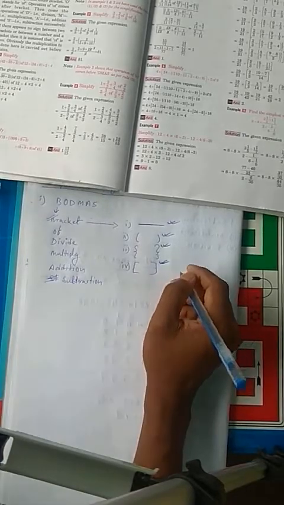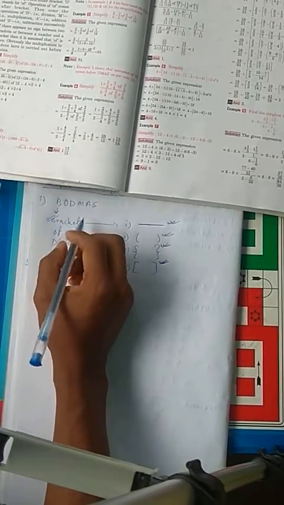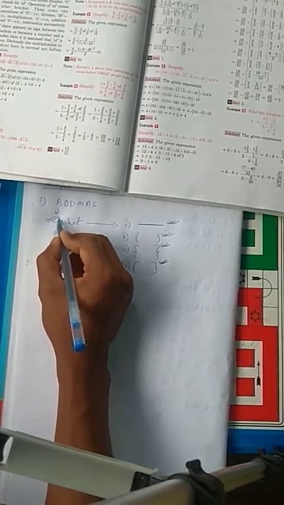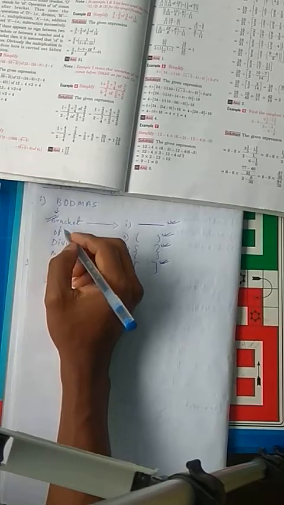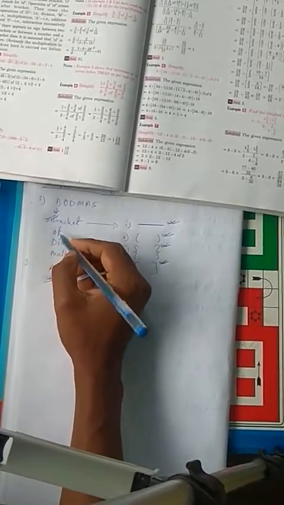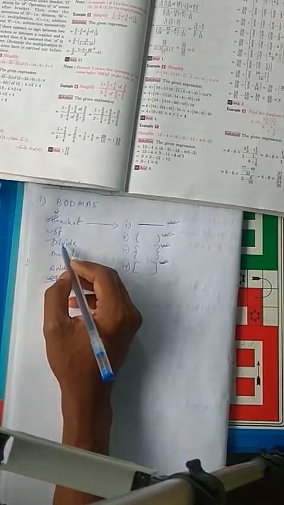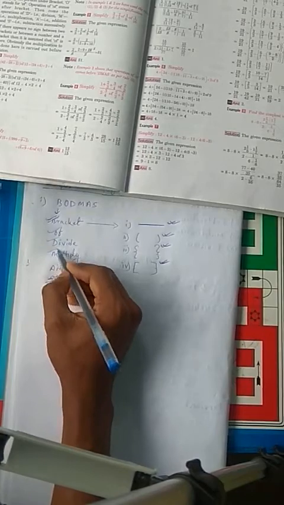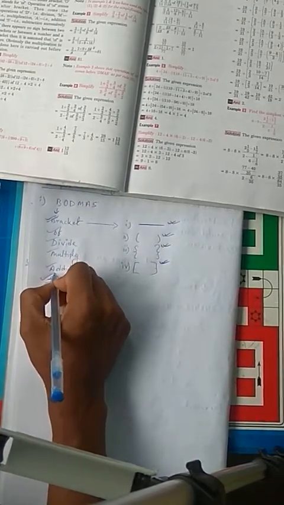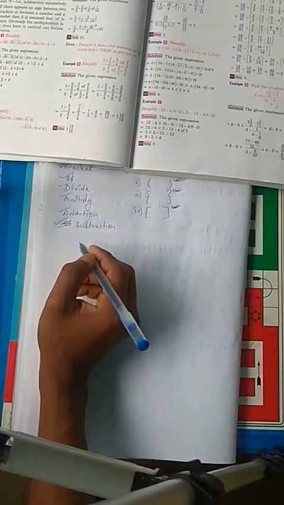Once the work of the brackets is done, then we do of, then divide, then multiply, then addition, then subtraction. Understand?